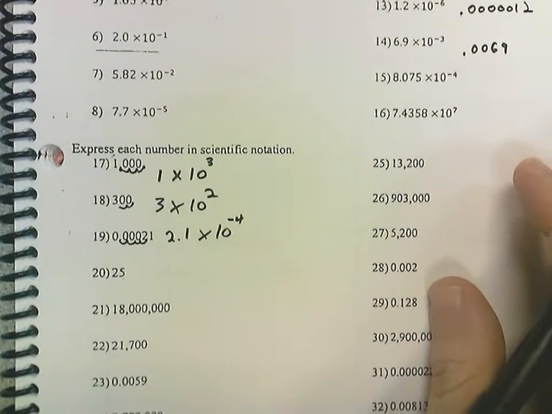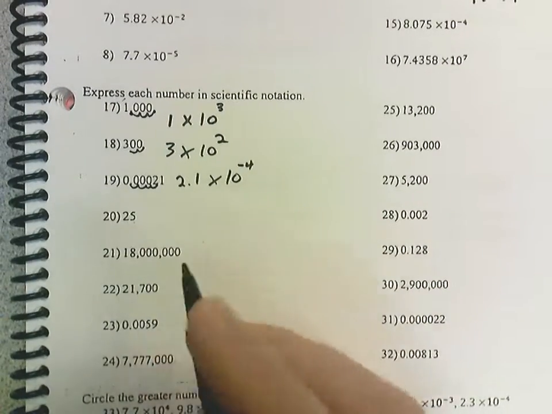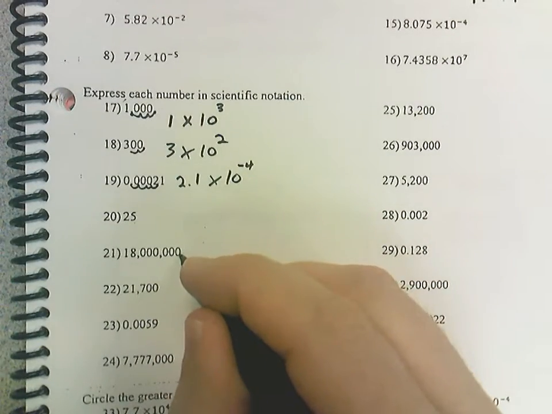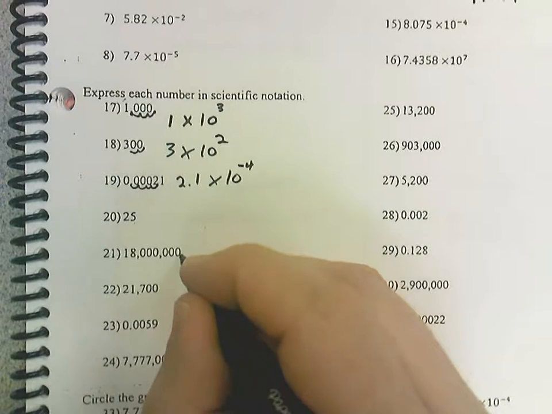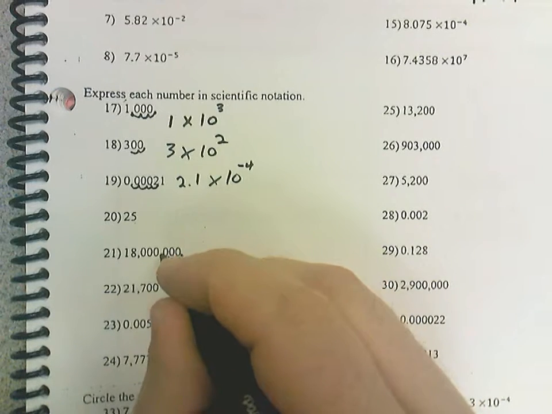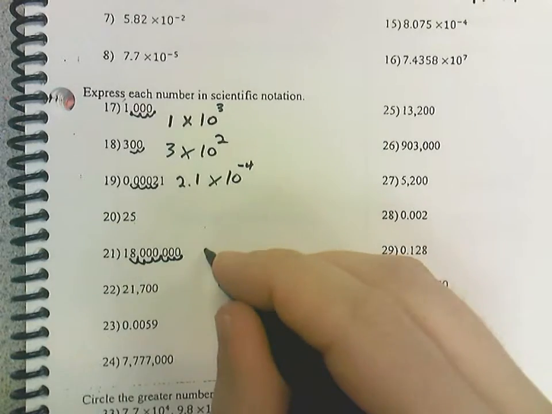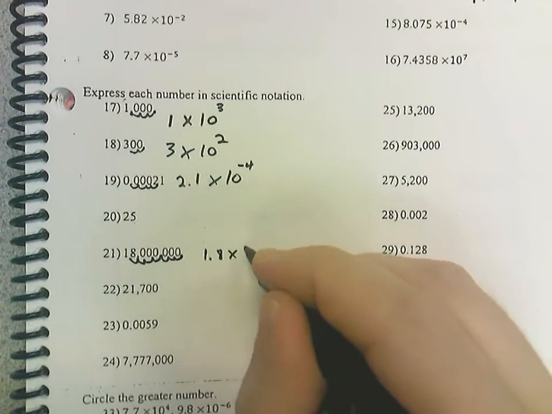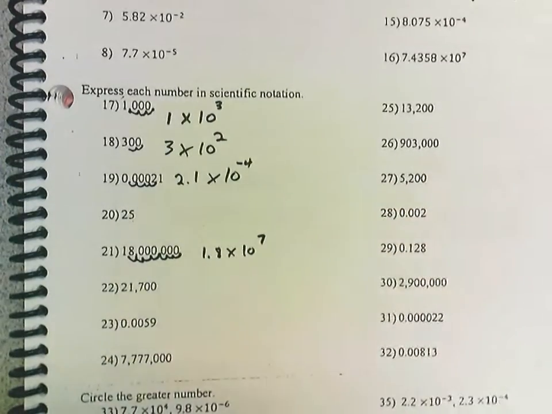Okay, let's look at another example. Let's do this one right here. So this is 18 million, right? The decimal starts right here. I want the number in front to be between 1 and 10, so it's going to become 1.8. So I'm going to have to move the decimal over 1, 2, 3, 4, 5, 6, 7 spots. So it'll be 1.8 times 10 to the big number, positive 7 power.